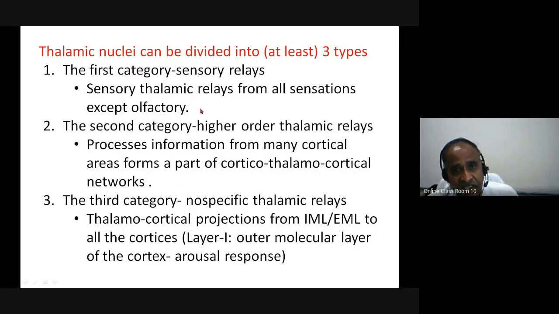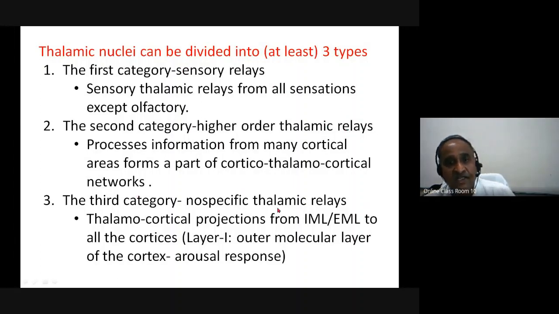Then we have a second category, the higher order thalamic relays. The higher order thalamic relays process information from many cortical inputs. These cortical inputs, in association with the thalamus, are sent back to the cortex, forming thalamo-cortical networks. So especially the cortical inputs are taken and then sent back to the prefrontal cortex or the hippocampus, and then for learning, memory, and several other functions. So that is the second category, a higher order function of the thalamic relay.